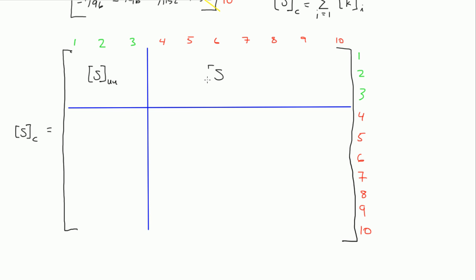This next one is going to be S sub UR. The first one stands for the row, unrestrained. The second one stands for restrained, up here, 4, 5, 6, 7, 8, 9, 10. And for the bottom one, you have S sub RU: restrained 4, 5, 6, 7, 8, 9, 10 here on the side, the rows, and then unrestrained 1, 2, 3 for the columns. So this is actually a 7 by 3 matrix. And then finally you have S sub RR.